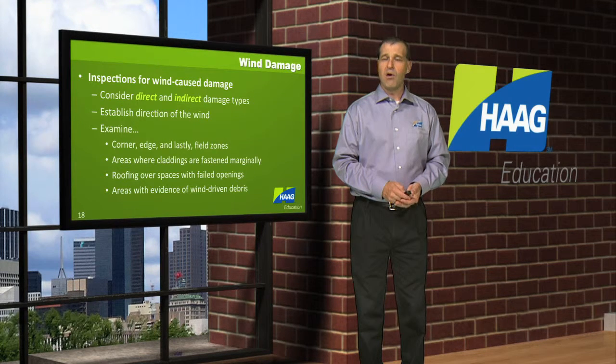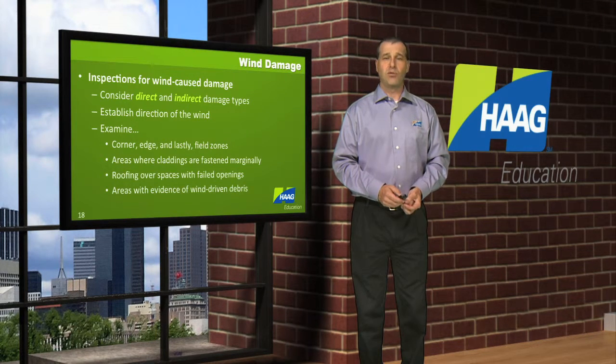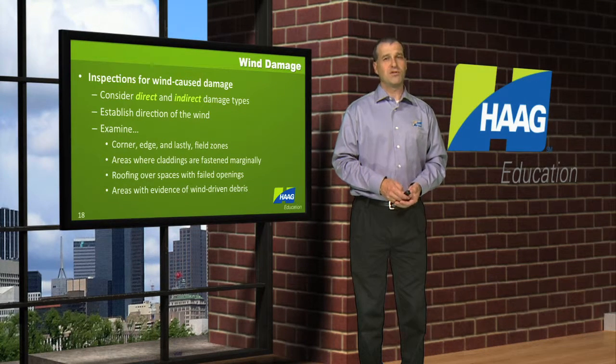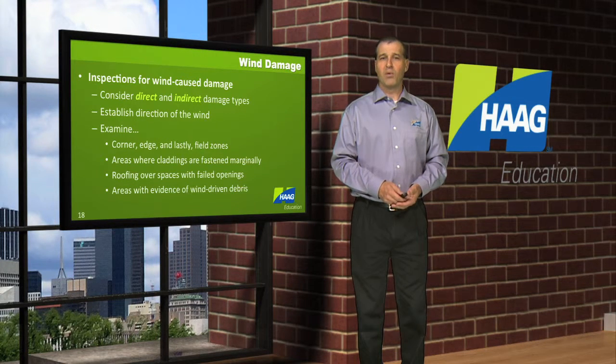Part of the overall assessment of a wind inspection is determining what is the strongest direction of the wind. And that will help determine which corners and edges and sides of the roof that potentially would be most affected, and also which direction wind-driven debris would be blowing across the roof.